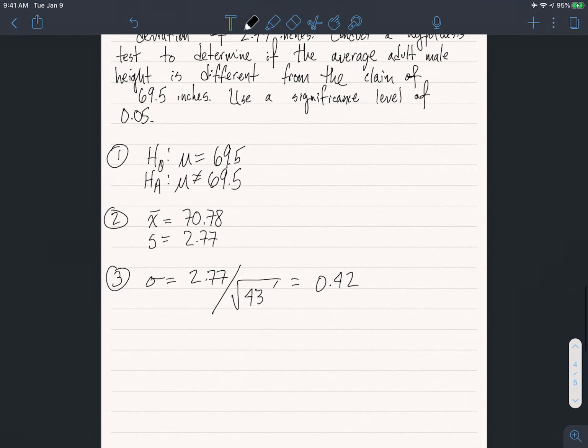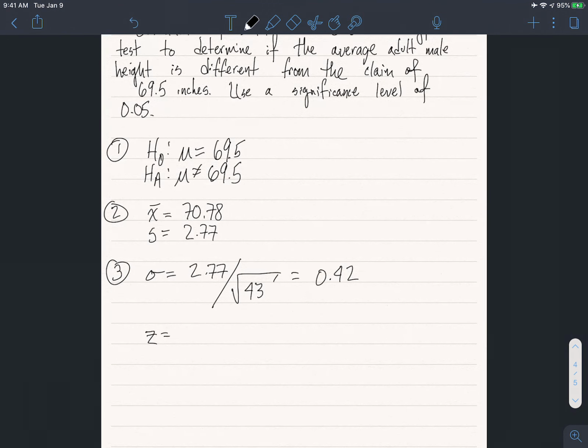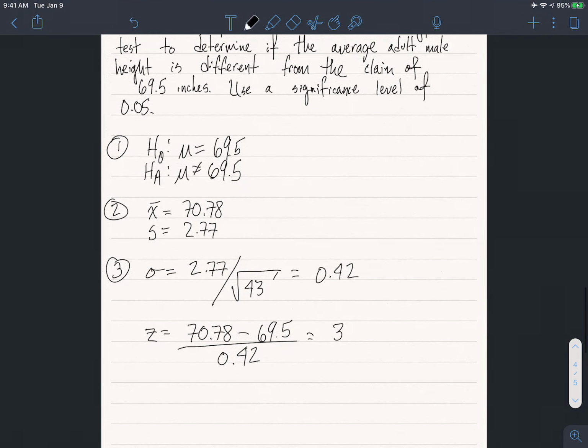So now that the standard deviation's been adjusted, we can find our z-score. Our value we found was 70.78 minus the mean, they're claiming is 69.5, divided by the standard deviation after adjustment, which is 0.42. And we get a z-score of 3.05.